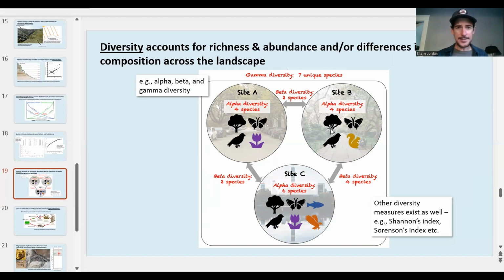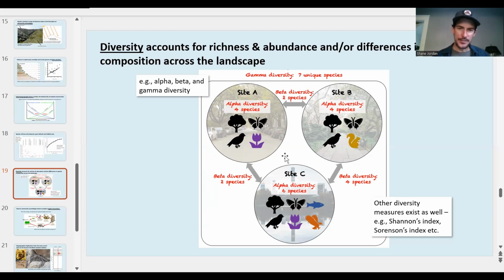But what we see is that site A has a species that site B does not have. And likewise, site B has a species that neither site A nor site C has. And likewise, site C has a couple species that neither site A nor site B has. And so we can start looking at this thing called beta diversity.